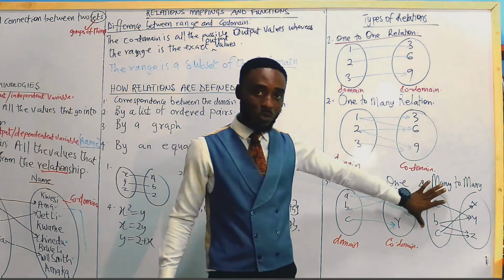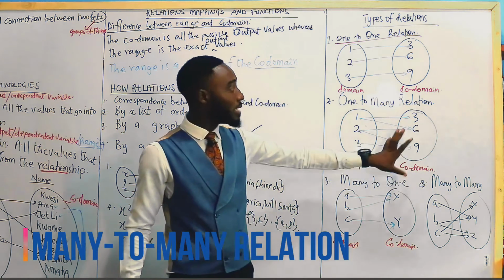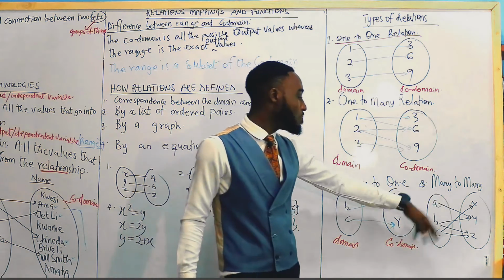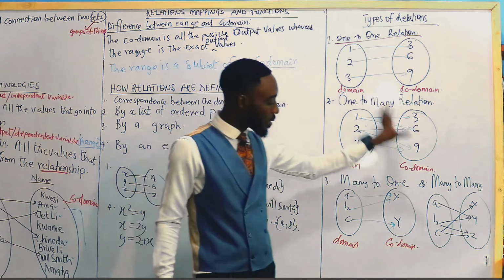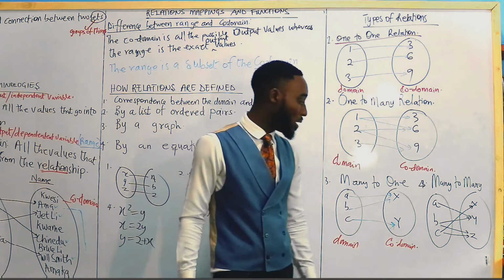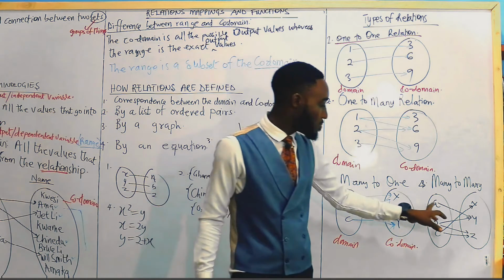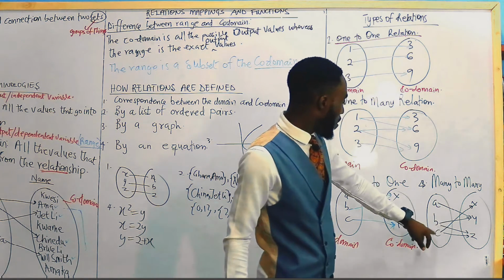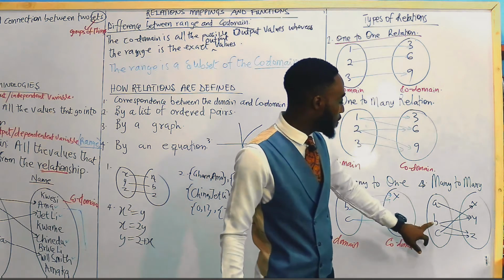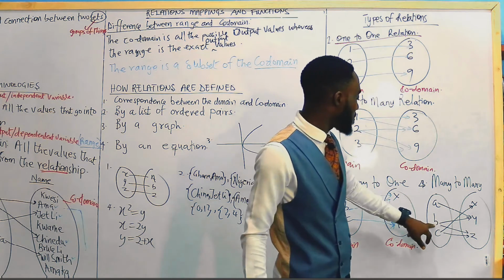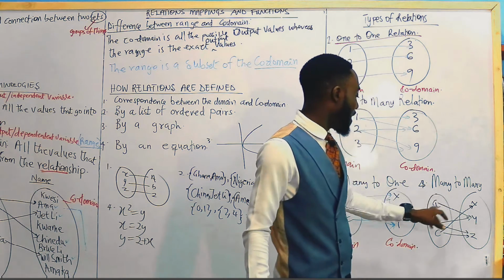Now this third one is the many to many relation. Over here you see many in the domain mapping to many in the codomain as well. So as you can see, A is mapping to Y. Okay, let's use B. B is mapping to Y, mapping to Z at the same time. And A is also mapping to Y.